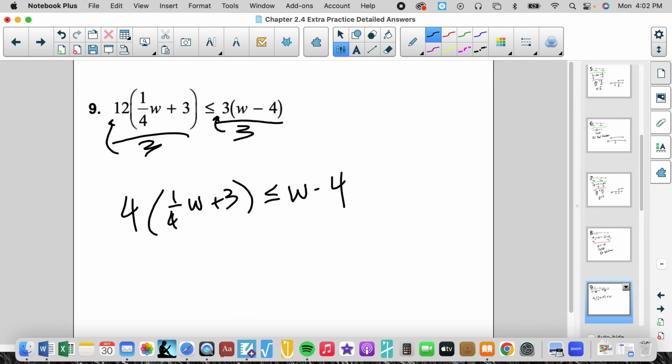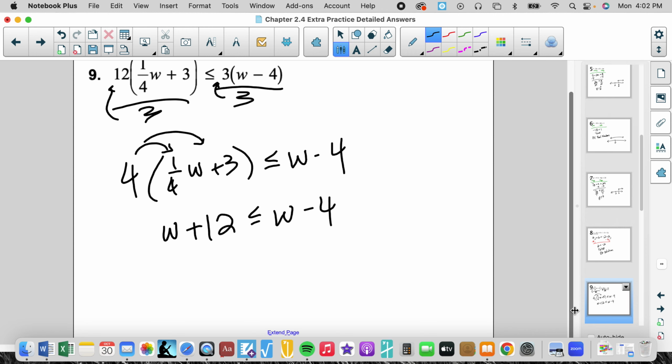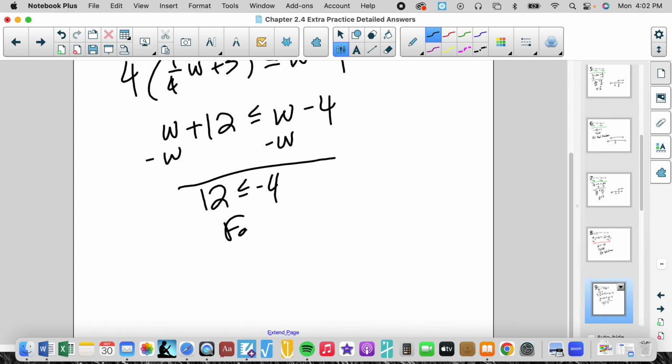So this simplifies to 4 times 1/4 w plus 3 is less than or equal to w minus 4. And now we can distribute. That leaves me with w plus 12 is less than or equal to w minus 4. We're going to subtract the w's. We get 12 is less than or equal to negative 4, which is, again, false. So my answer is no solution.